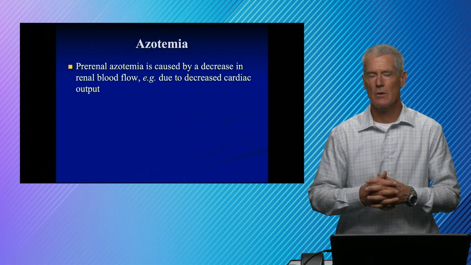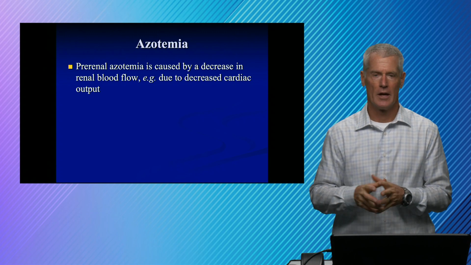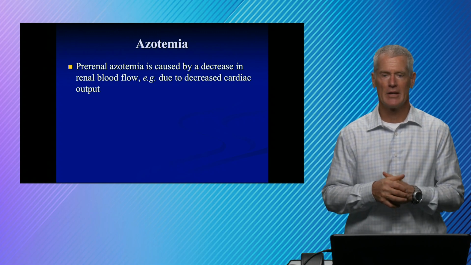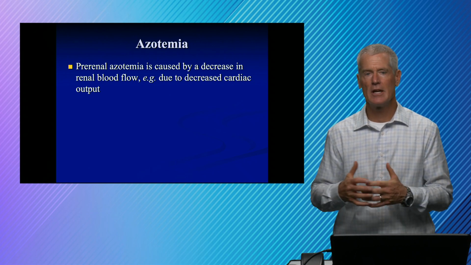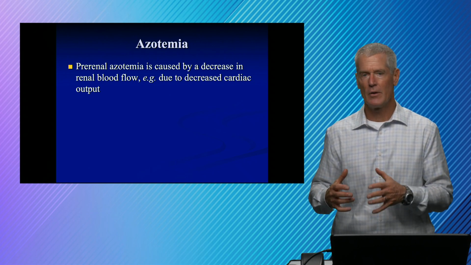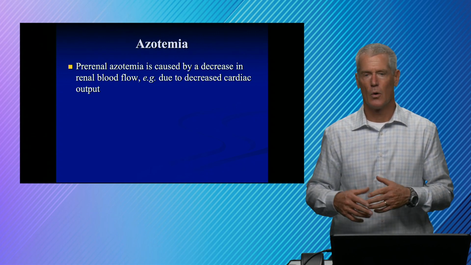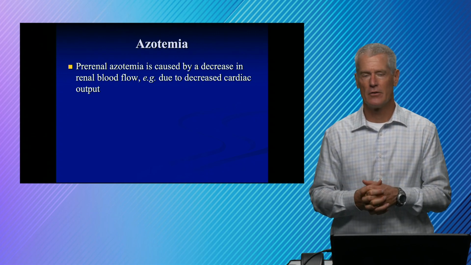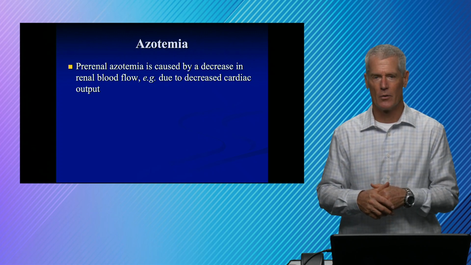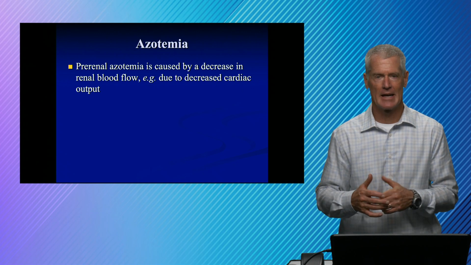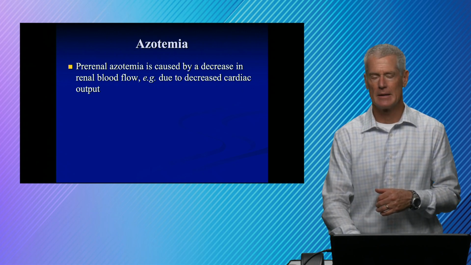Azotemia really means increases of urea nitrogen. And so increases of urea nitrogen in blood is azotemia. And in prerenal azotemia, your kidneys are working fine, but you have azotemia because you're not getting enough blood to the kidneys. And so decreased cardiac output is a common cause of that. The kidneys need about 1/5 of your cardiac output in order to function properly. And if they're not getting that, then you're going to get prerenal azotemia.